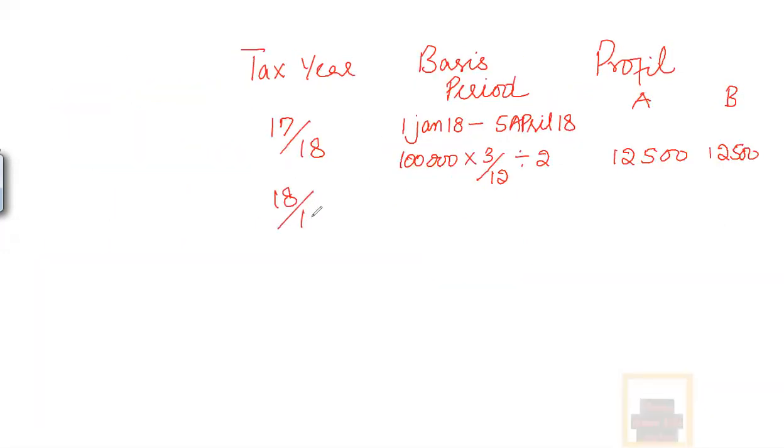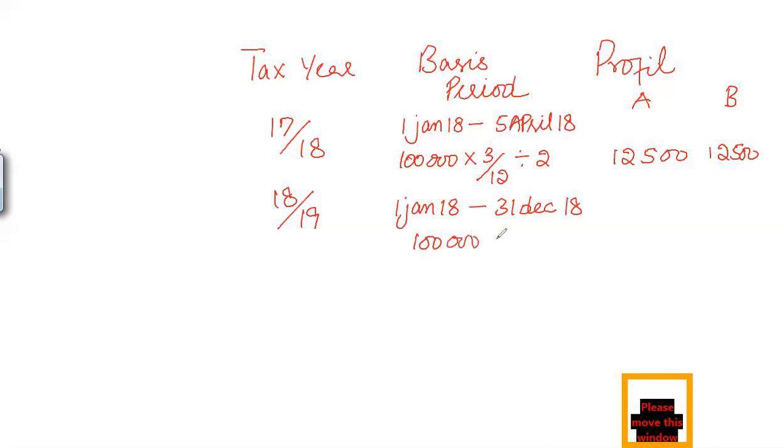So we have the rule of 12 months. So in the case of 12 months, I have to complete the whole year from commencement till 31st December, and as a result there will be a duplication of profit. So I have to take full 100,000 profit divided by 2 due to the partnership share. So each partner will get profit share of 50,000, and the tax year would be 18-19.